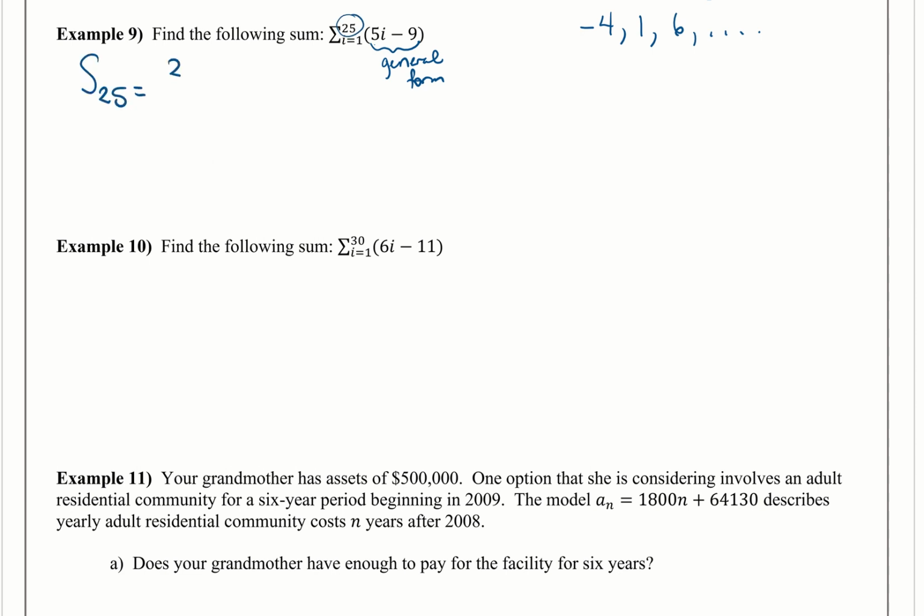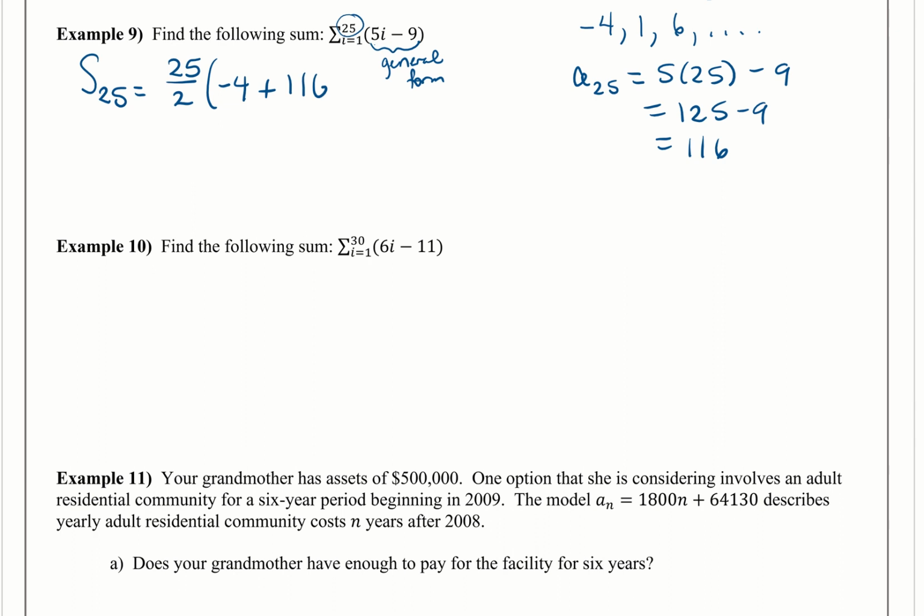So my formula is 25 over 2, and then I want to add up the first term, which is negative 4, plus the last term. So A sub 25, if I plug in a 25, would be 5 times 25 minus 9, or 125 minus 9, which is 116. Notice some of your answers can be negative. That can totally happen in a sequence. It does happen. And from here, I would just do that calculation.